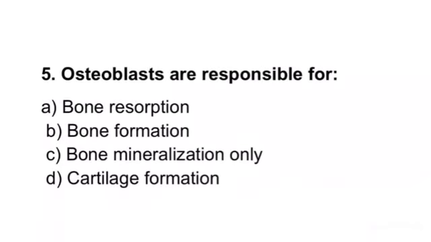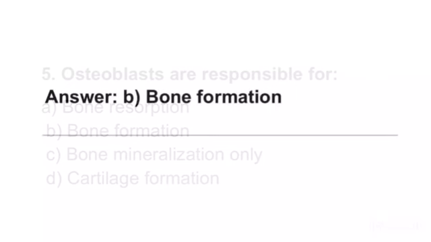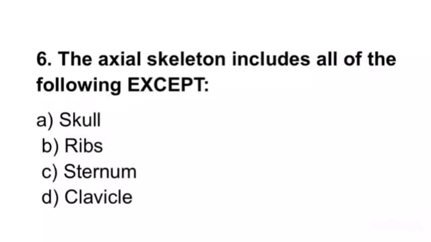5. Osteoblasts are responsible for A. Bone resorption. B. Bone formation. C. Bone mineralization only. D. Cartilage formation. Answer: B. Bone formation. 6. The axial skeleton includes all of the following except A. Skull. B. Ribs. C. Sternum. D. Clavicle. Answer: D. Clavicle.